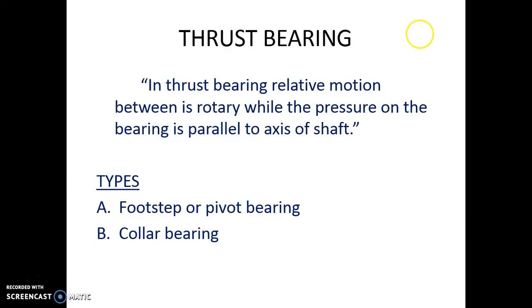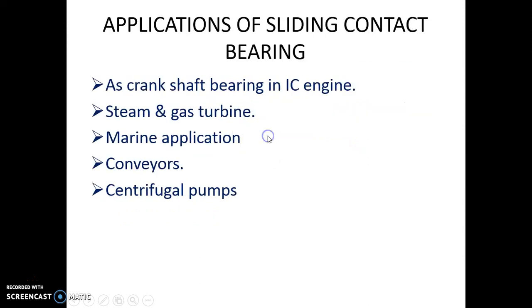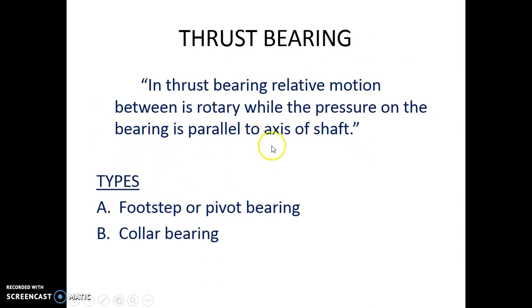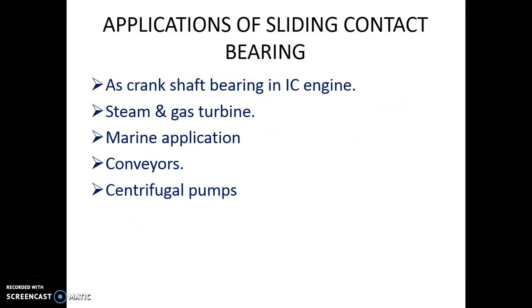The bearing in which the relative motion between them is rotary, while the pressure on the bearing is parallel to the axis of the shaft. So when the load is acting parallel to the axis of the shaft, that kind of bearing is called a thrust bearing. So the footstep bearing or pivot bearing and the collar bearing are the types.